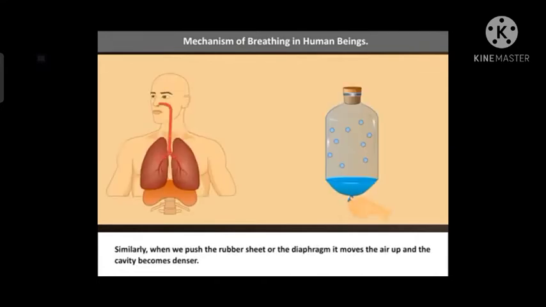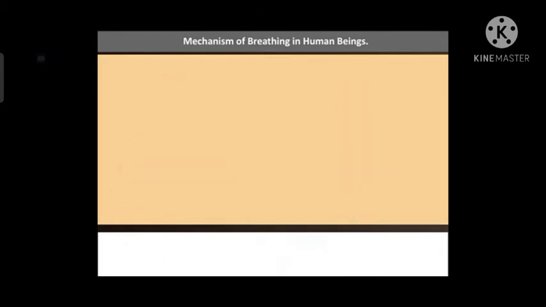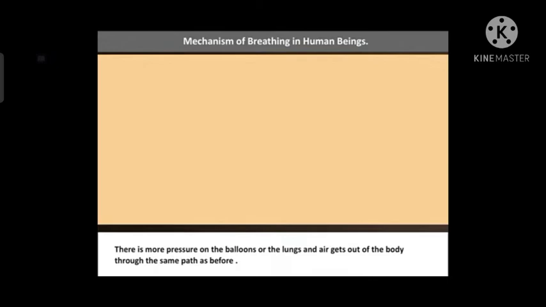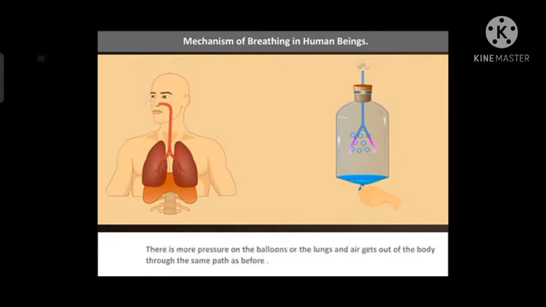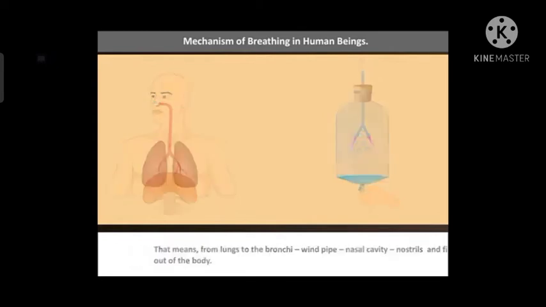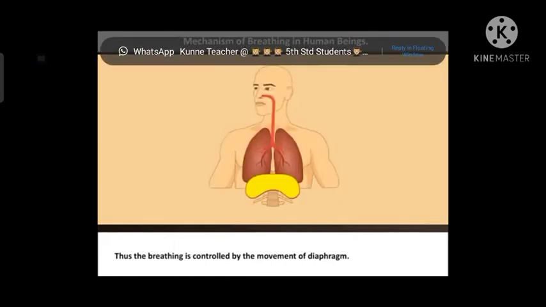Similarly, when we push the rubber sheet or the diaphragm, it moves the air up and the cavity becomes denser. There is more pressure on the balloons or the lungs, and air gets out of the body through the same path as before. That means from lungs to the bronchi, windpipe, nasal cavity, nostrils, and finally out of the body. Thus, the breathing is controlled by the movement of diaphragm.